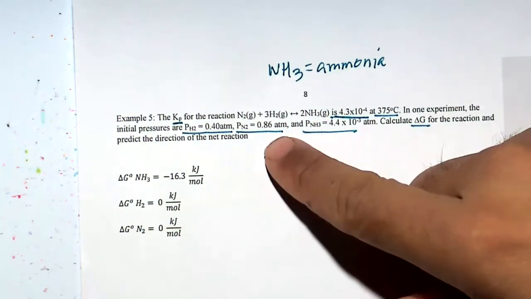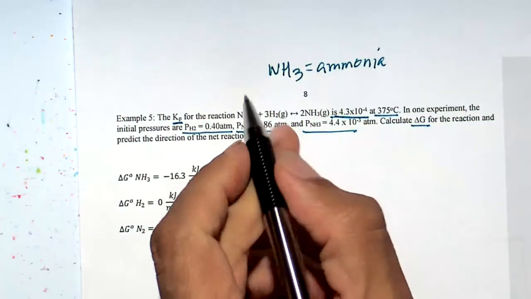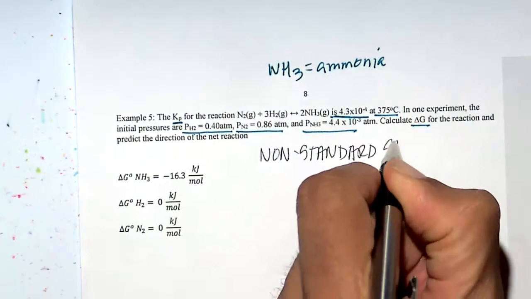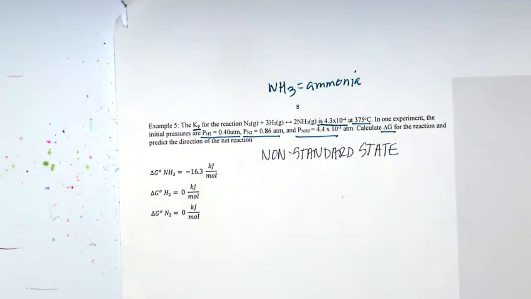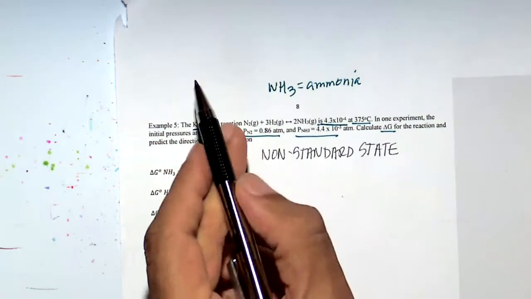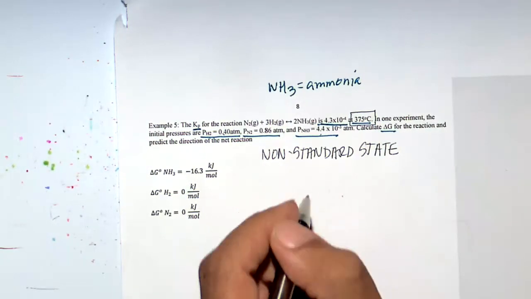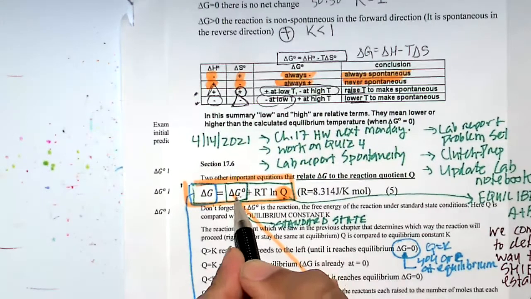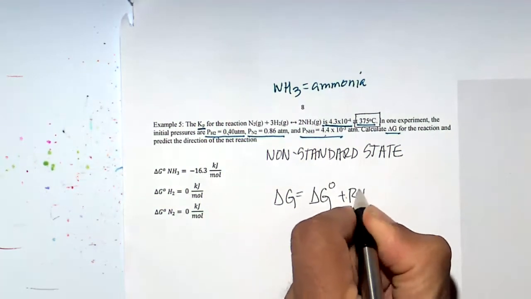All right, well, first and foremost, we are not at standard state. If we were at standard state, this would be one atmosphere, but we're not. So this is non-standard state. Because if we were at standard state, this would be one atmosphere, one atmosphere, one atmosphere. It's not. Also, this would be at 25 degrees. So the equation that we need to use is right here. This is the right equation: delta G is equal to delta G naught plus RT natural log of Q.